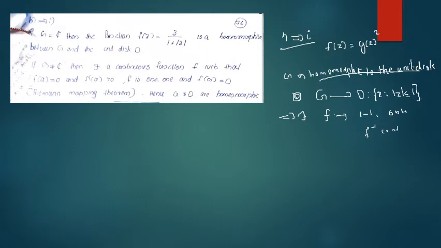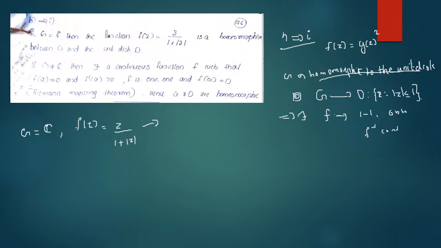Now come to the proof of the theorem. If G equals the complete plane C, then we have the function f of z equals z divided by 1 plus mod z. Then this is a homeomorphism between G and D. It is a well-defined homeomorphism because it can be considered as a Mobius transformation. It is 1 1 and onto, and the inverse of this function is also continuous, hence it is a homeomorphism from G to D.